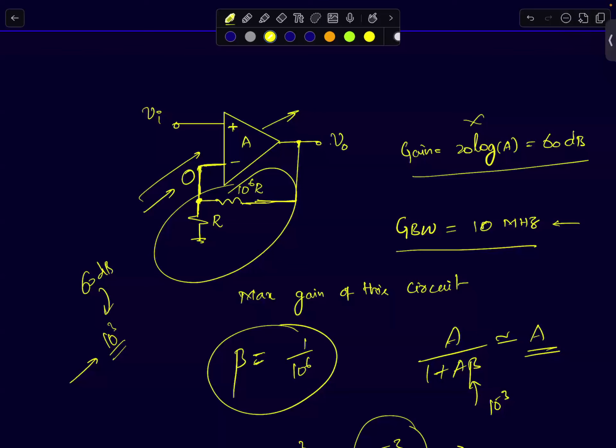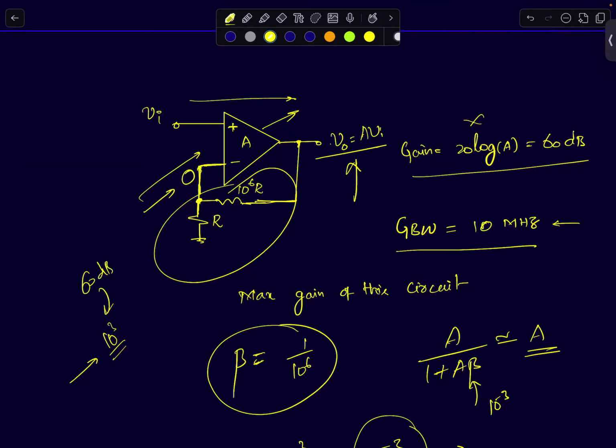If this is 0, your signal passes through as it is, multiplied by the gain. So A times Vi equals V0. It's almost like the system is an open loop. That's the problem with the circuit.